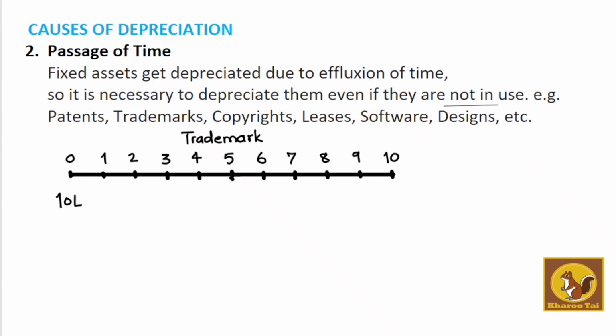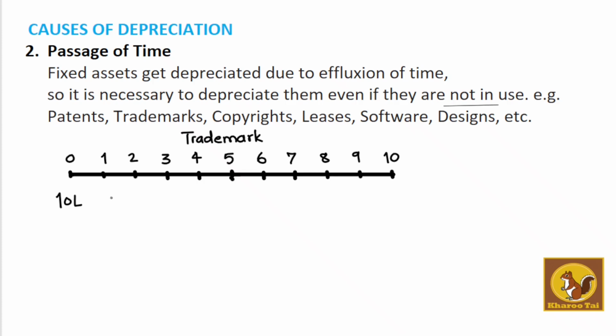Its value gets reduced. Generally, assets like patents, trademarks, copyrights, leases, software, designs, these are intangible assets, right? These assets have some specific legal life. It might vary from 7 years, 10 years, 60 years, as the case may be. We are not going into the legalities of it.